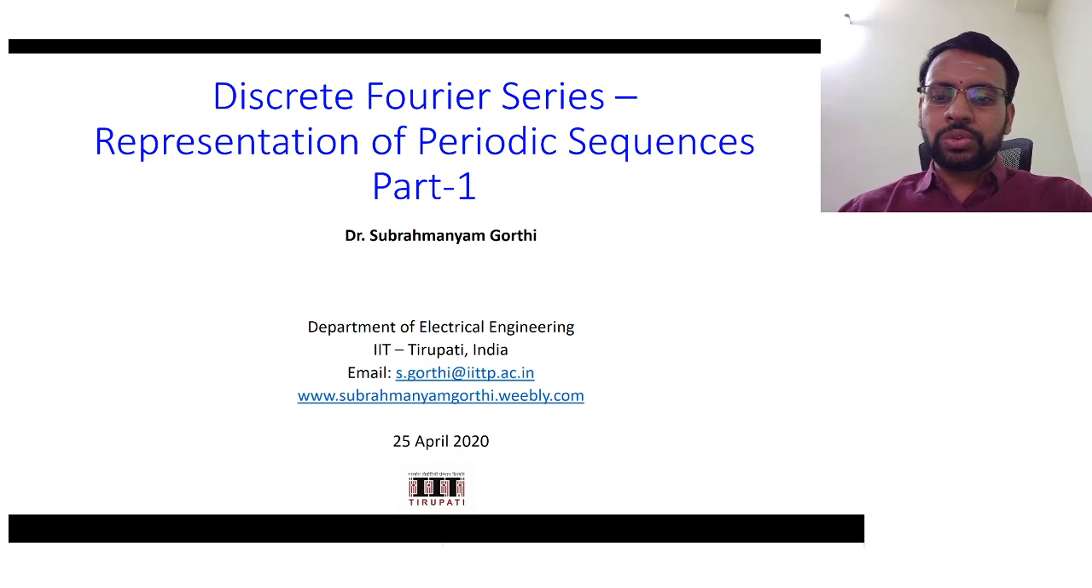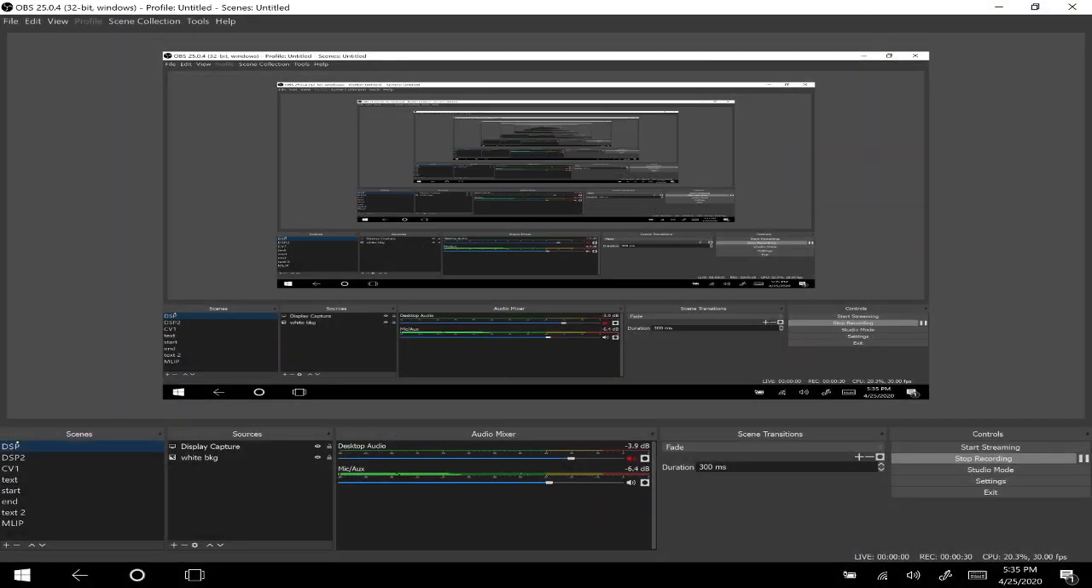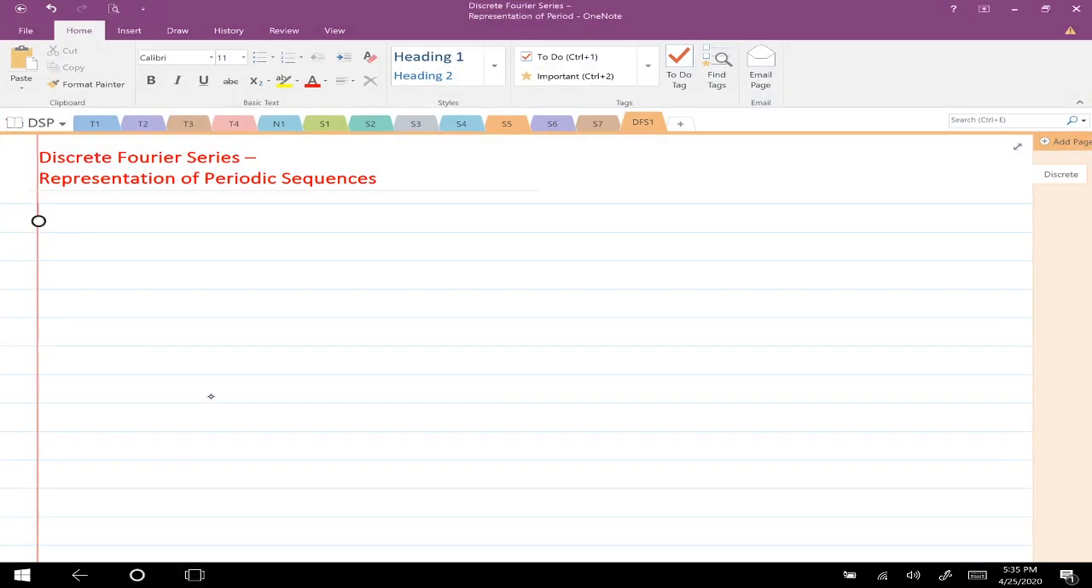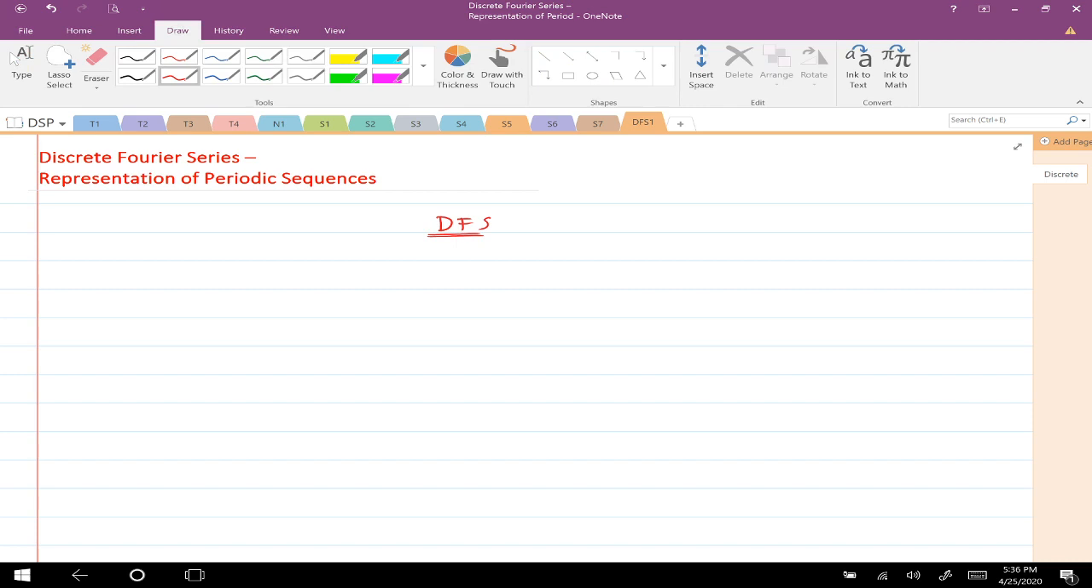Okay, so let me move on to desktop sharing mode, and let me move on to the notebook mode. So this is referred to as discrete Fourier series, is what we are going to discuss. Before that, let's have a recap. What are the transforms that we have discussed so far, that we have studied so far? Let's take a look into that.